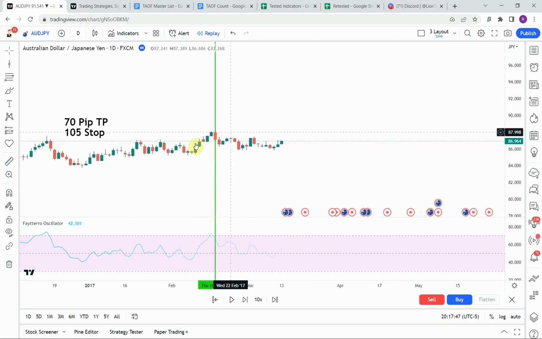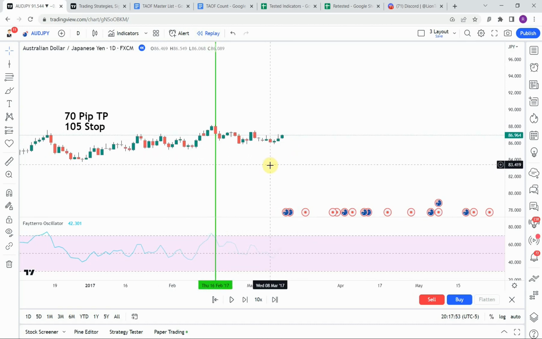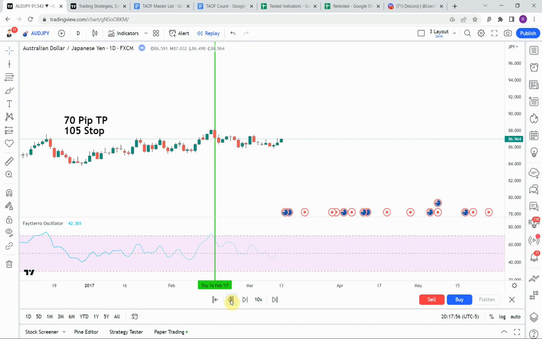Pretty much running the consolidation right here. We don't go very far, but we do push down just enough to get us to our take profit. So let's go ahead and continue on.